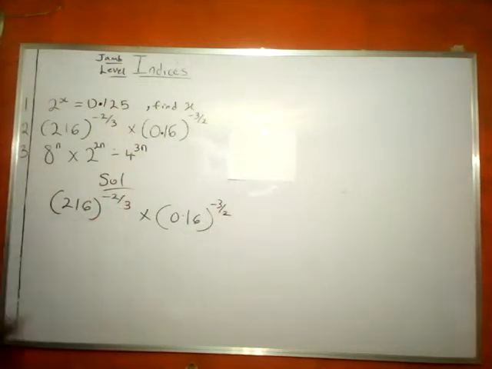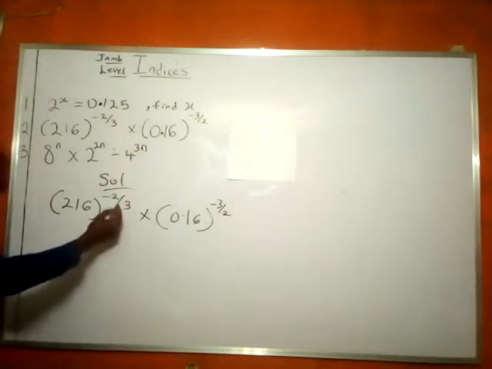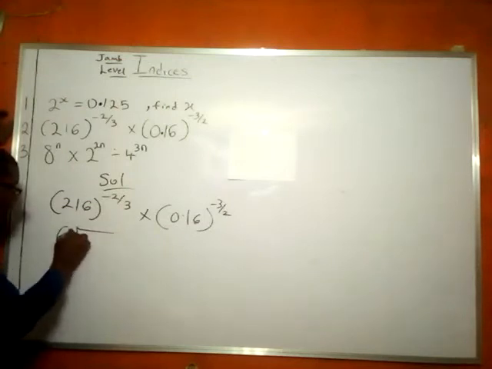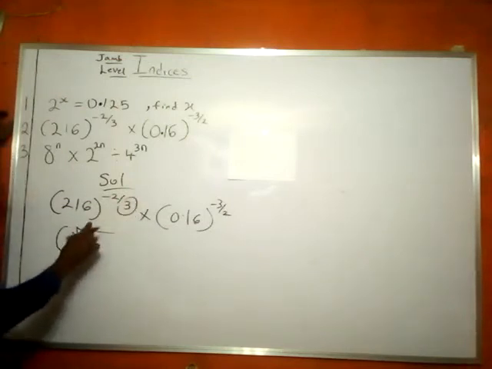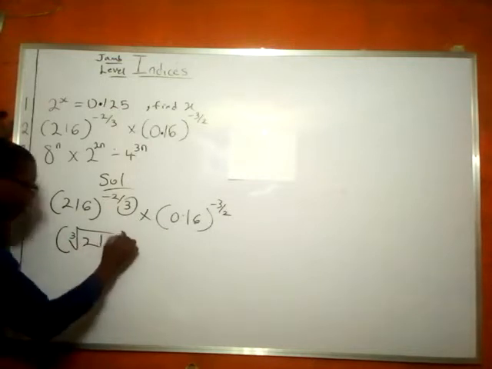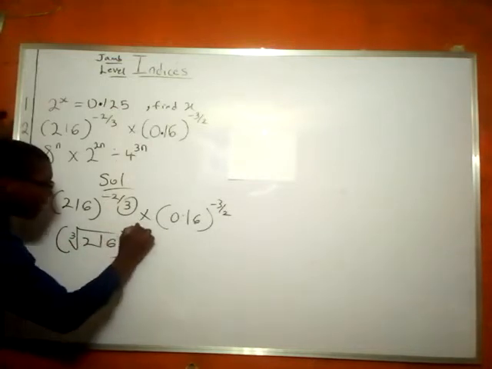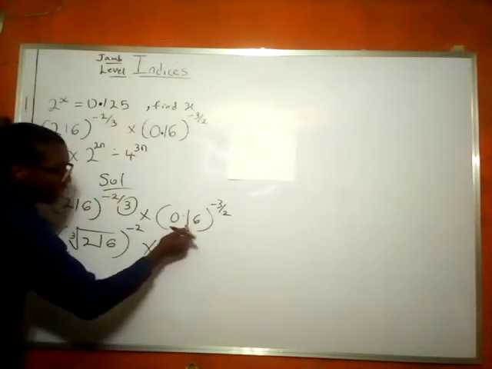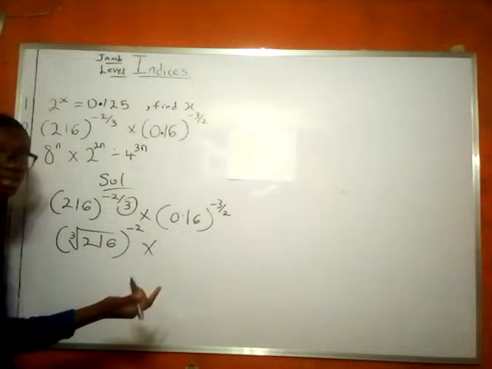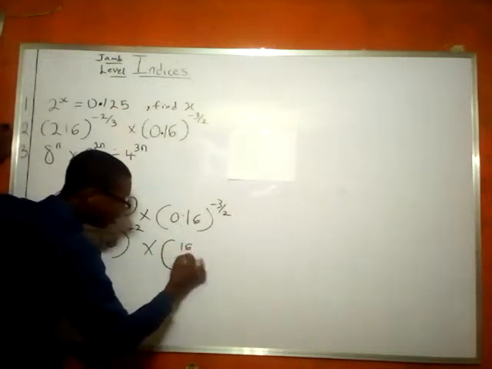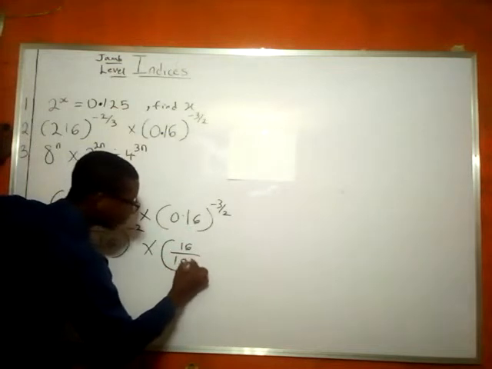In our indices, the last law states that when we have something like this, we are going to convert it to be open bracket cube root, that is, this 3 will become cube root of 216 close bracket raised to power minus 2 multiplied by this 0.16, which will now be converted to 16 over 100.